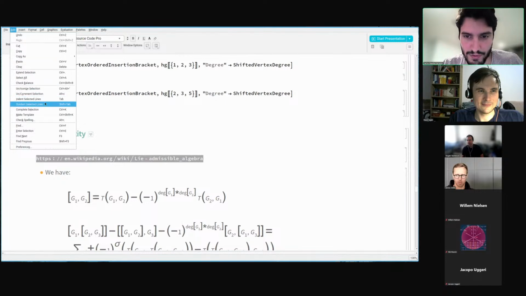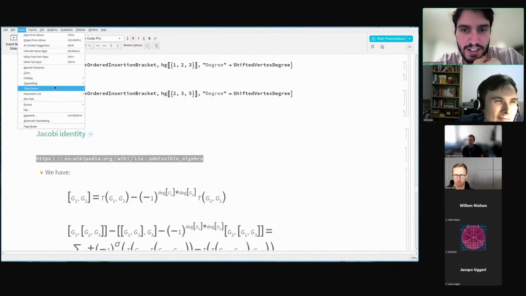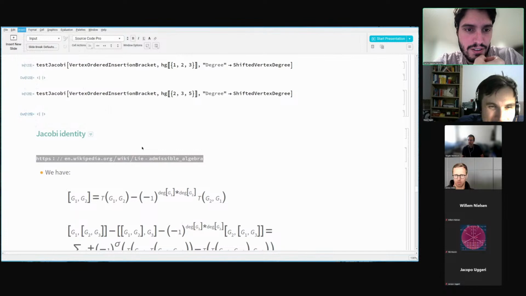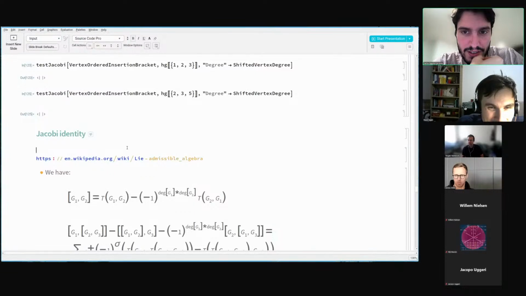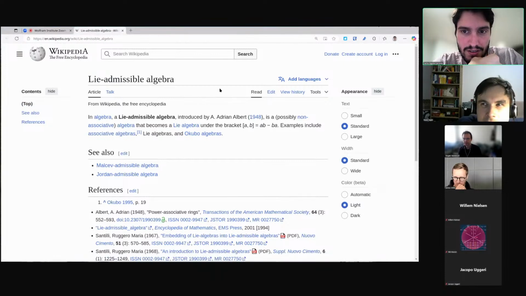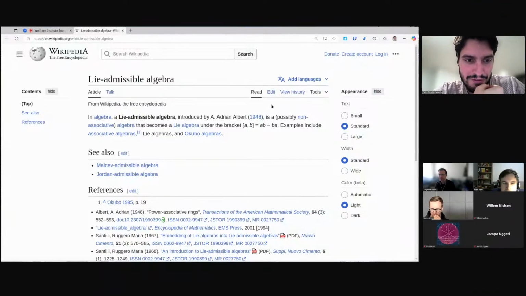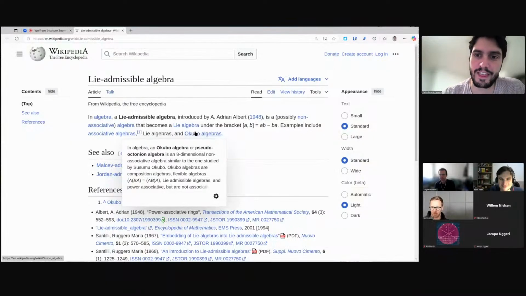Okubo algebras? What is this? An Okubo algebra or pseudo-octonion algebra is an 8-dimensional non-associative algebra. Okubo algebras are composition algebras, flexible algebras, Lie admissible algebras, power associative. Interesting. Okay, so some fringe octonioid algebra is also Lie admissible. But I mean, they should be noted here.